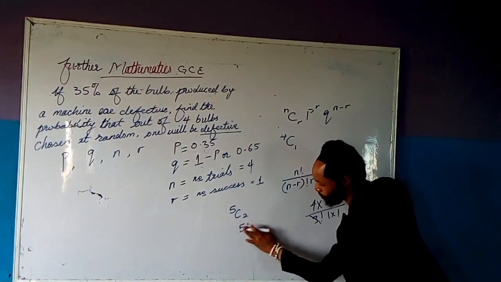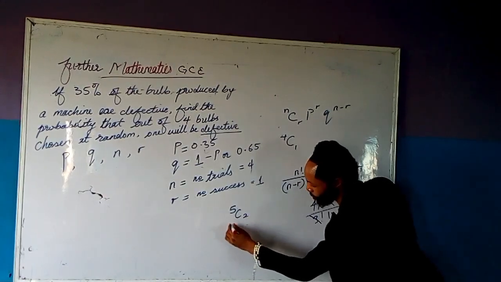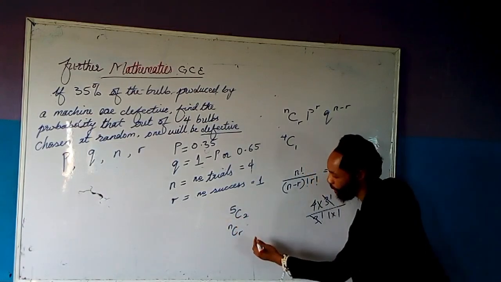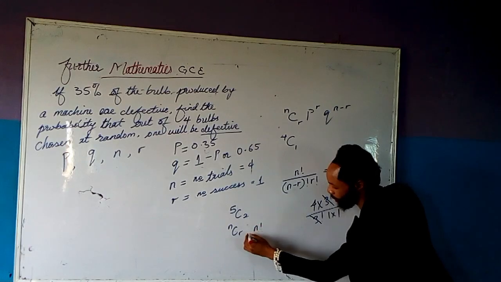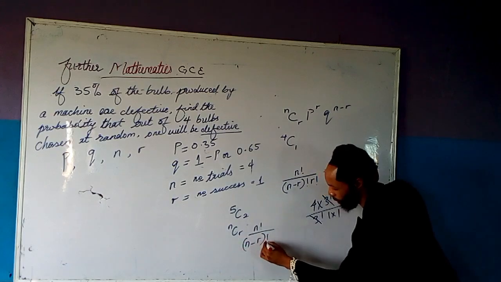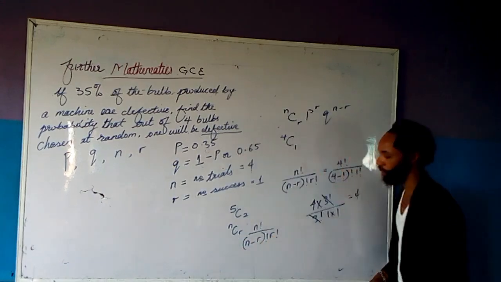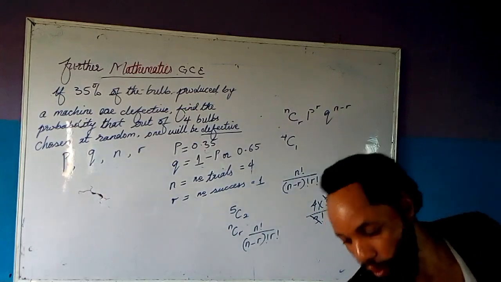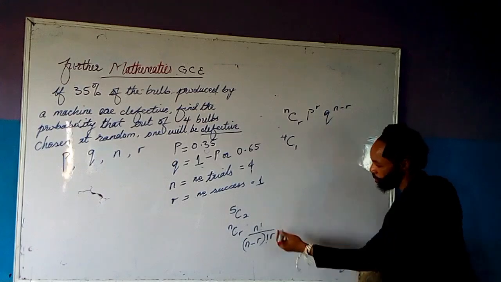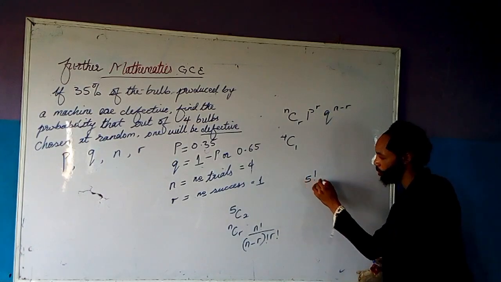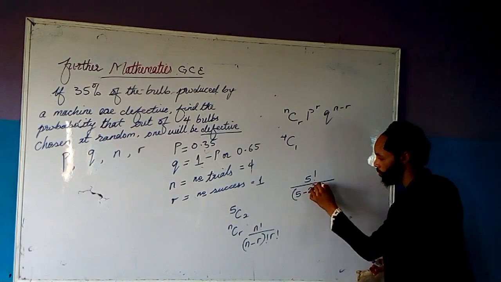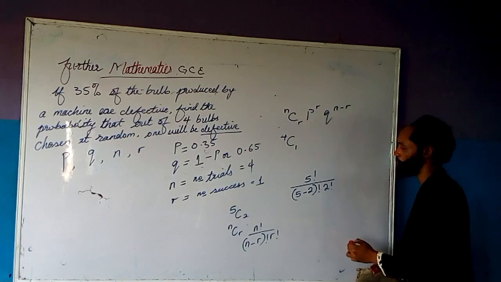5 factorial. Let me write it here. Remember, this is in terms of nCr, where n is 5, r is 2. How will you express it? n factorial over (n minus r) factorial times r factorial. If we replace that with the values you were given, it's going to be 5 factorial over (5 minus 2) factorial and 2 factorial.